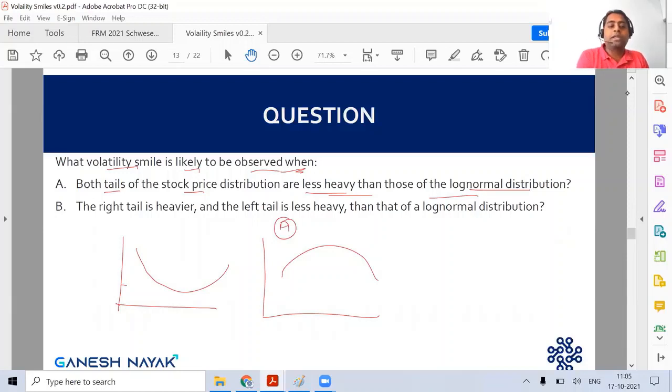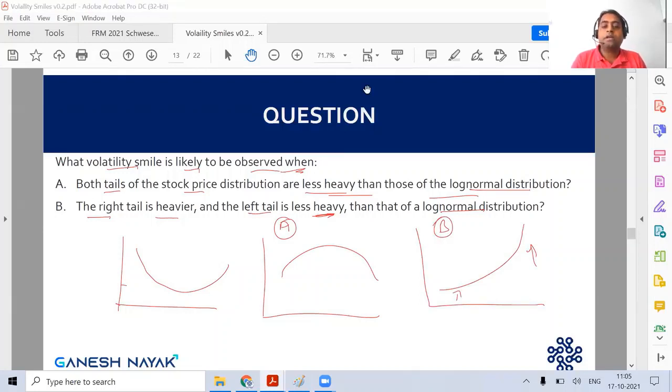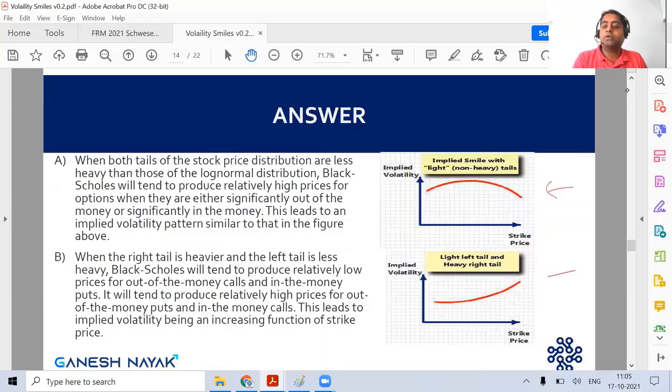Also, the next question: the right tail is heavier and the left tail is less heavy than the lognormal distribution. So the right tail is heavier. That means it will look like this, because only your right side is heavier as compared to the left side. Right? It represents a frown. That's correct. It represents a frown. Look at the diagram. Your understanding has to be clear to answer this question.